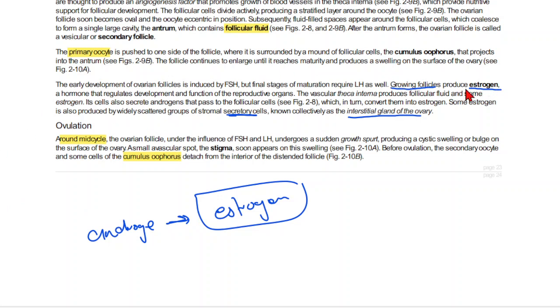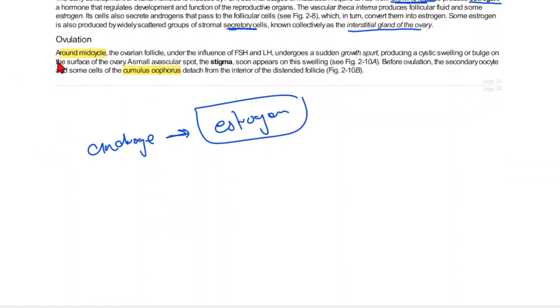So this is the function of the theca. The growing follicle produces estrogens. Now ovulation occurs due to LH. When the LH surge occurs, a stigma soon appears, a swelling. Stigma is a swelling and an avascular process, we will show in the image.